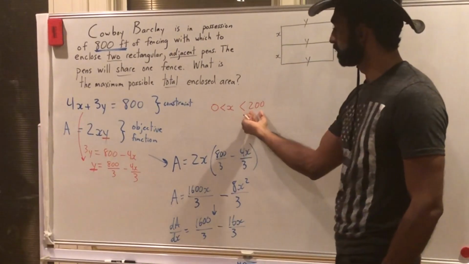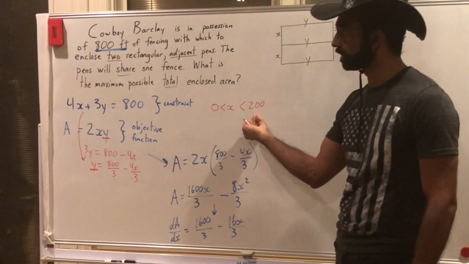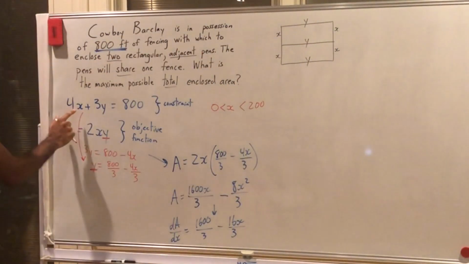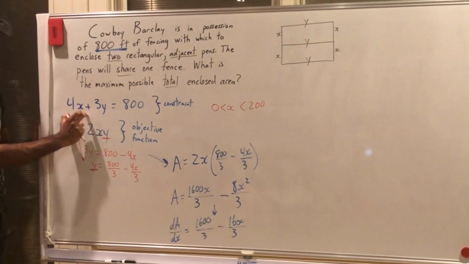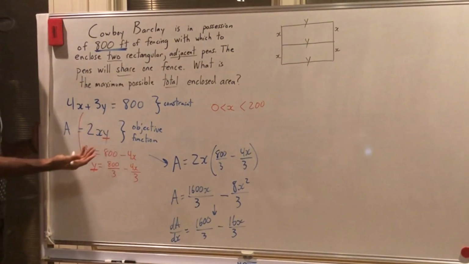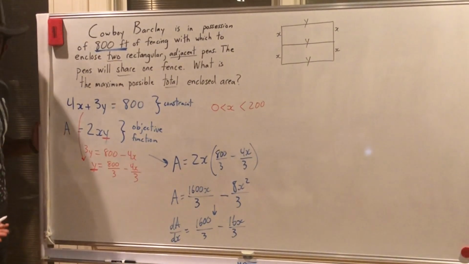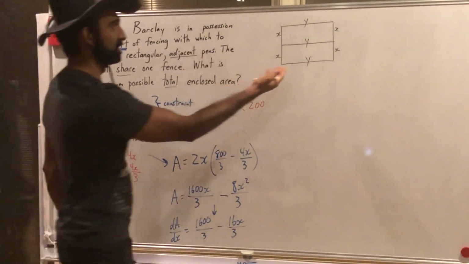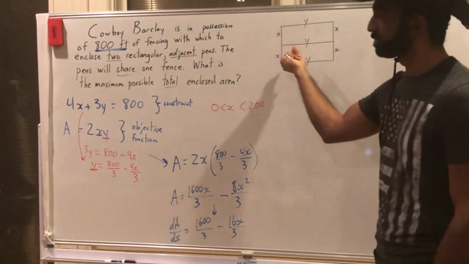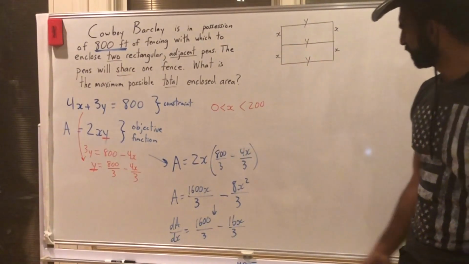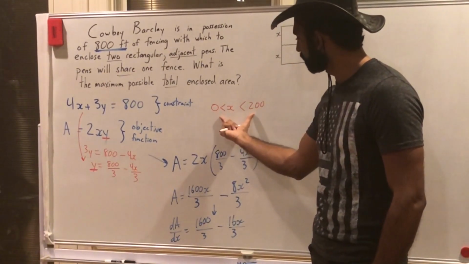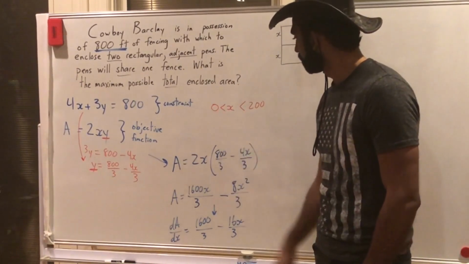So it has to be strictly less than 200, because if it equals 200, then I get 4 times 200 being 800, yes? Which leaves no room for y. Y would have to be 0, but I can't have a 0 y because then this whole thing would just collapse and be nothing. So here is my constraint, my inequality for x.